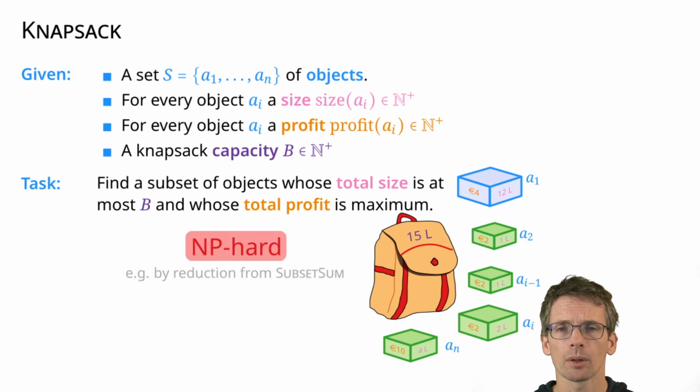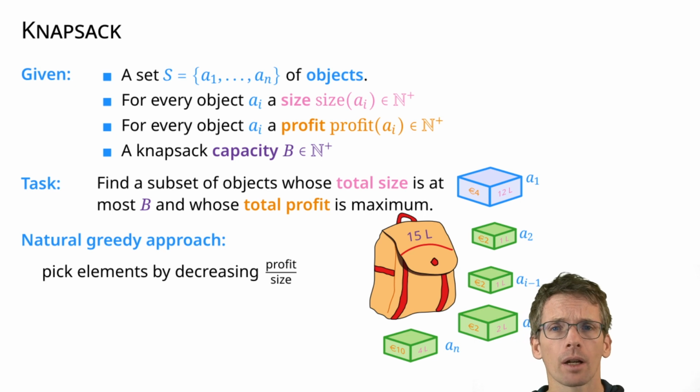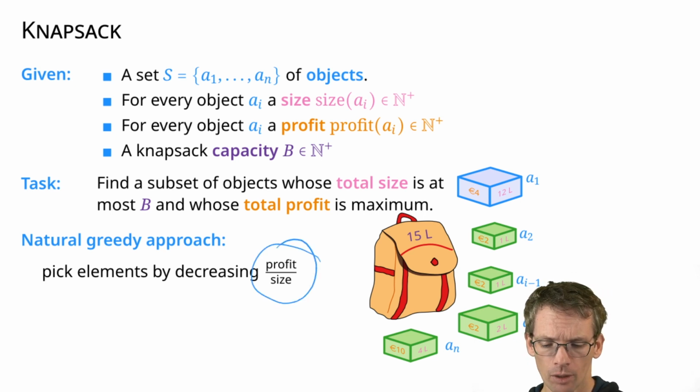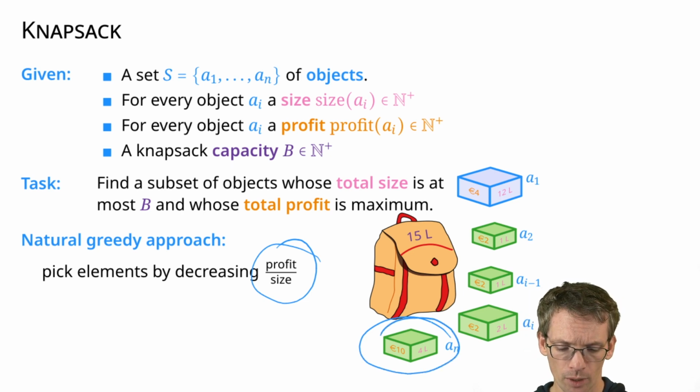The knapsack problem is NP-hard, and this can be seen by reduction from the subset sum problem. There is a simple true approximation, but this algorithm I'm not planning to talk about, but let me at least briefly mention it. The idea is that you always pick the item with the largest profit to size ratio until your knapsack is full. So this would mean taking this one first, because it has a profit to size ratio of 10 to 4, and this is larger than any of the other numbers here.